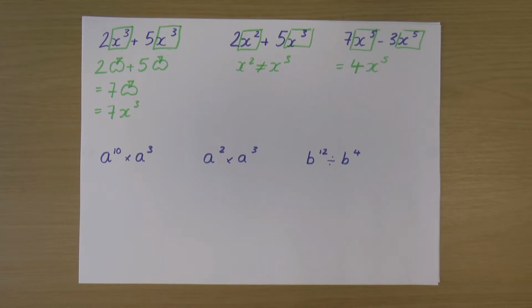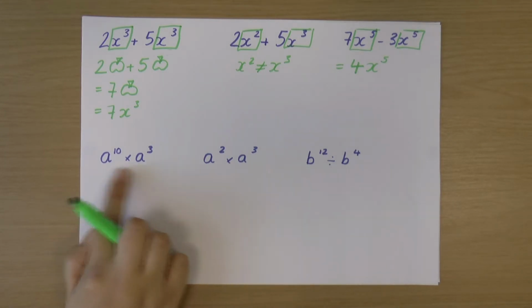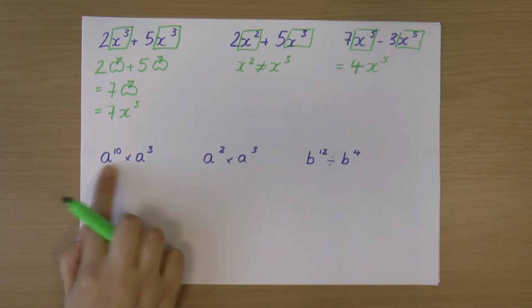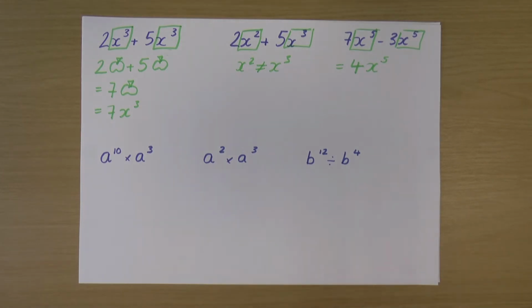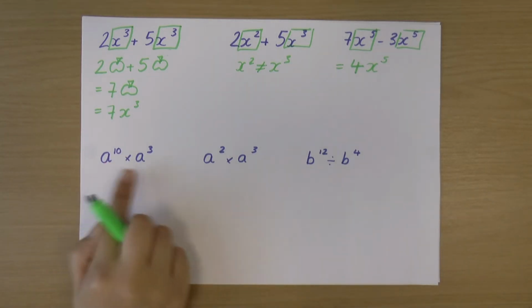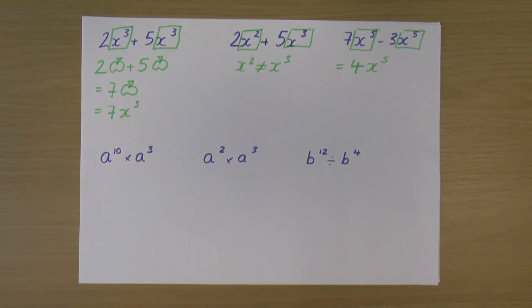So that's adding and subtracting. Now, when we're multiplying and dividing, we've got slightly different rules. Here I am multiplying 2 terms. I've got a to the 10 times a to the cubed, or to the 3, however you like to think of it. Now, my letters still need to be the same, but in this case my indices do not.